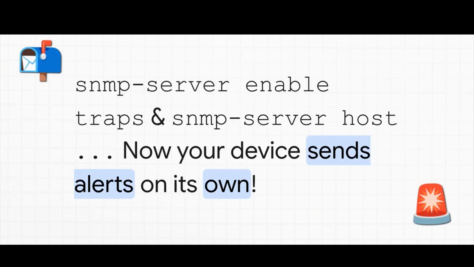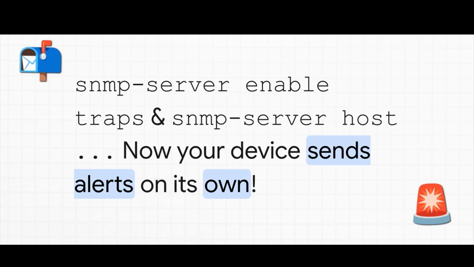And here's what that looks like in the config. That first command, snmp-server enable traps, that's our master switch. It just tells the device, hey, get ready to send alerts. The second command, snmp-server host, that defines the destination. It's us telling the device, okay, when something happens, send a trap message to the server at 10.10.10.50 and use our monitor RO community string to do it. Now, your device doesn't just answer questions. It volunteers critical info all on its own.